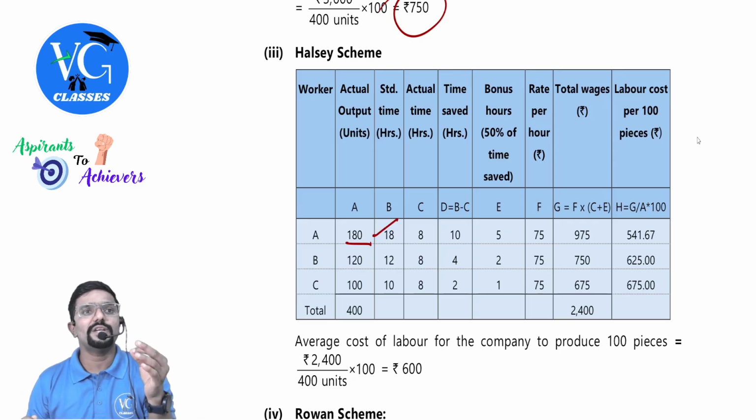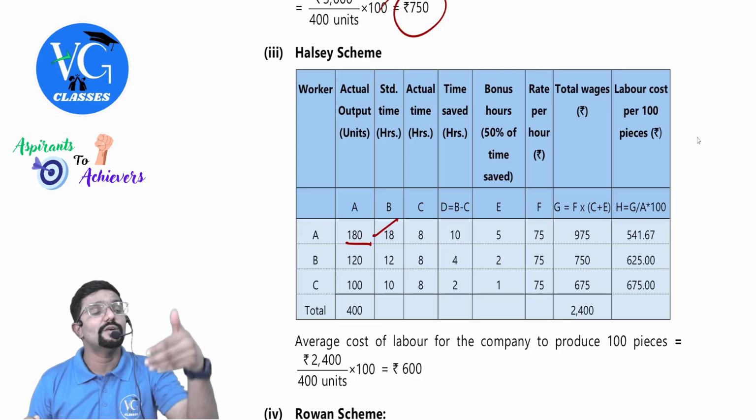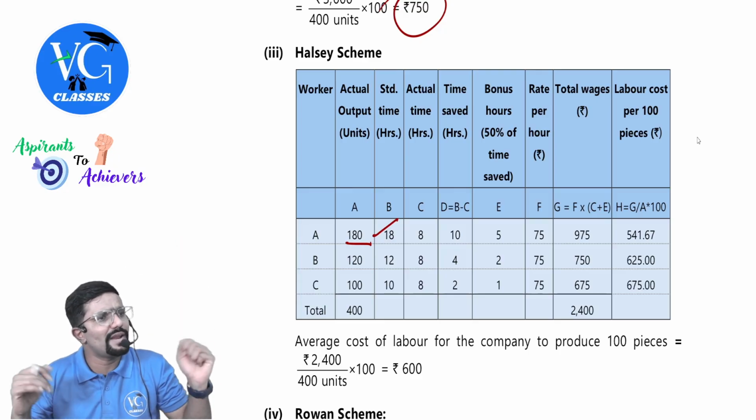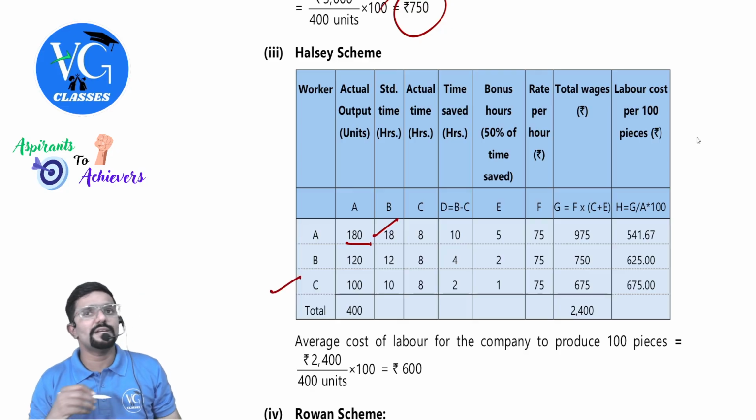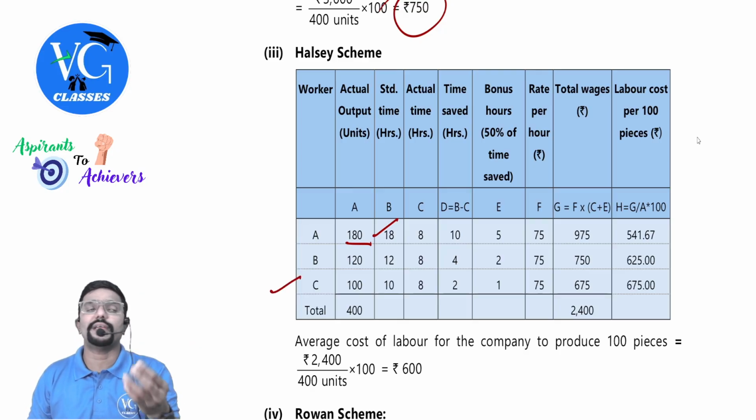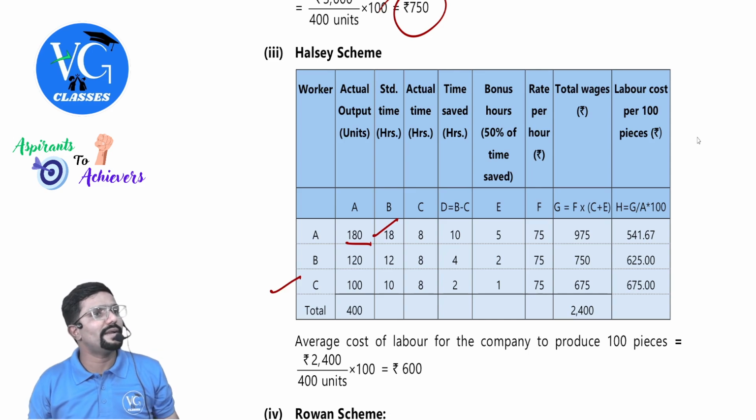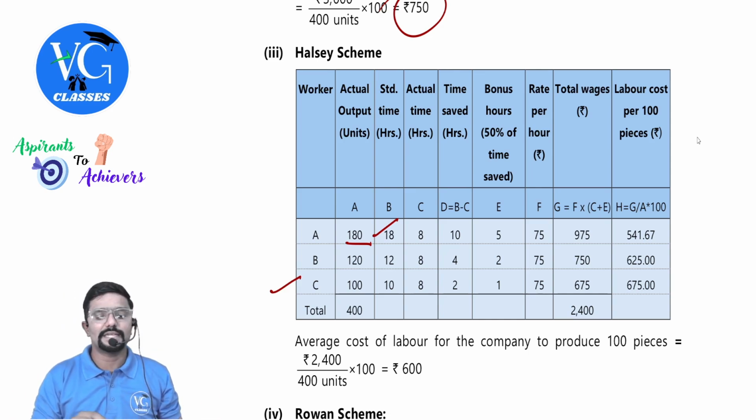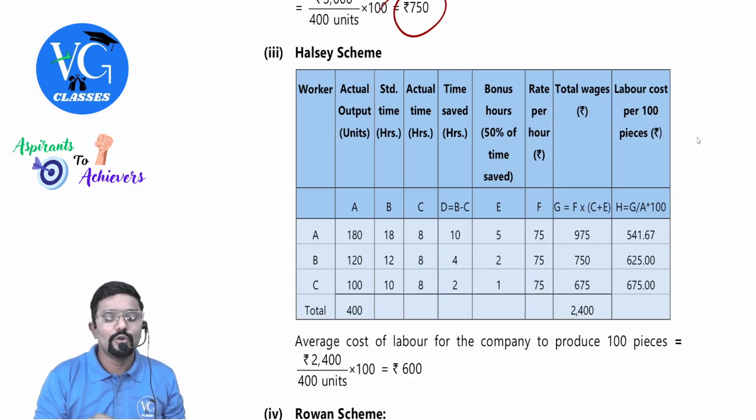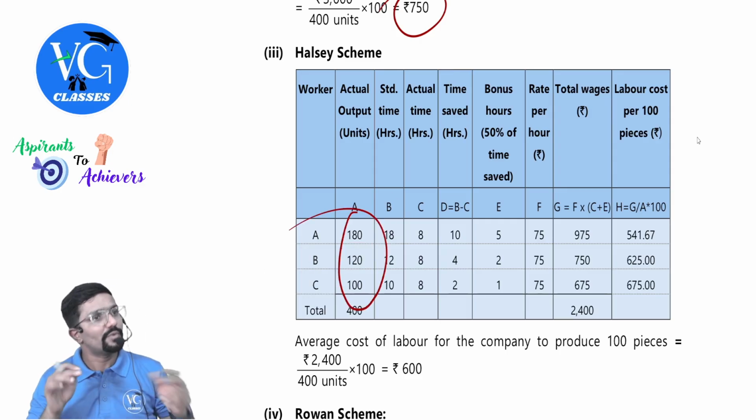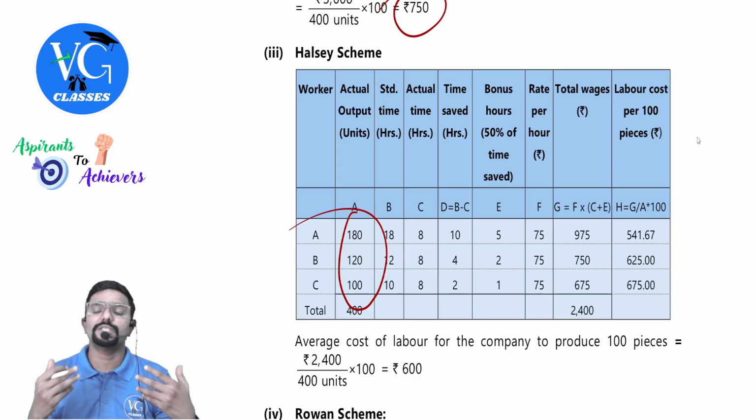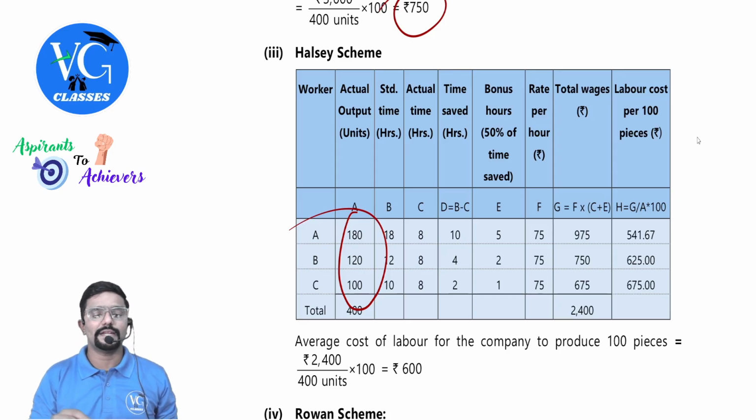Then for producing 120 units, how many hours are you supposed to take? 120 divided by 10, 12 hours. Then C has produced 100 units. How much time are you supposed to take? 100 units divided by 10, which is 10 hours, standard time. So the standard times are 18, 12 and 10, guys.